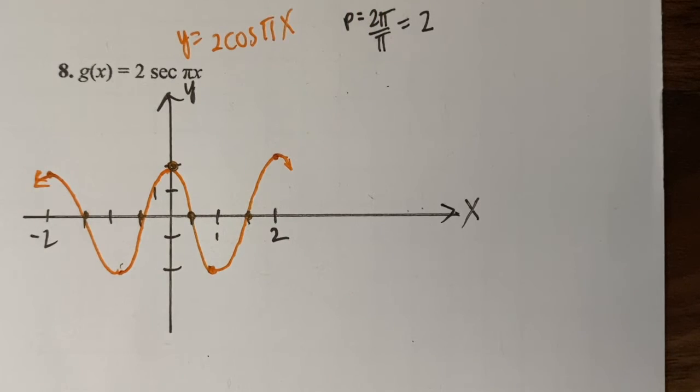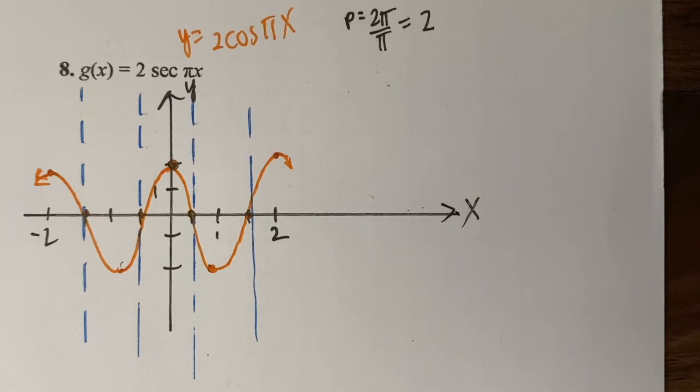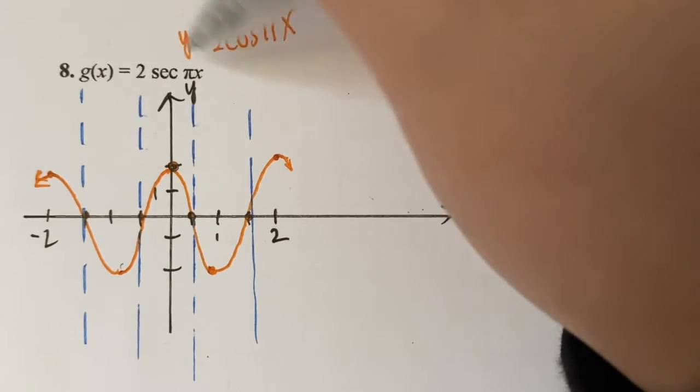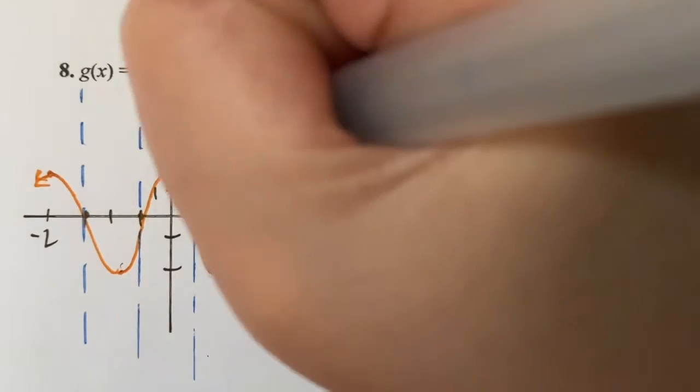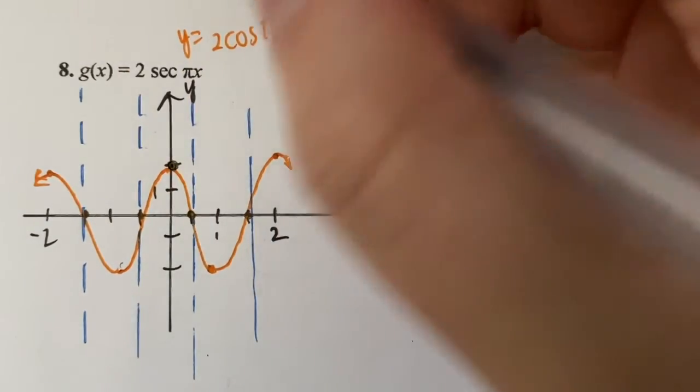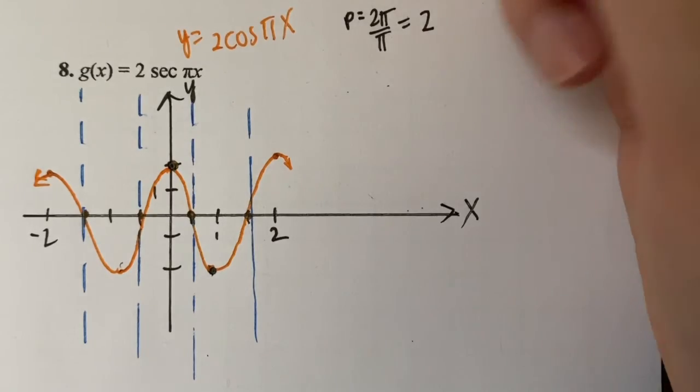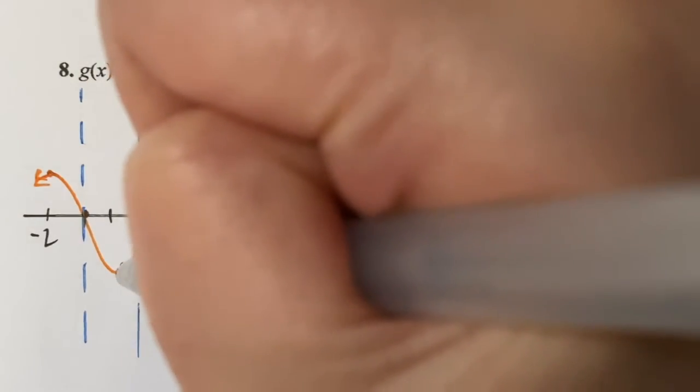Now let's draw vertical asymptotes at the x-intercepts of our function. Now once you have those vertical asymptotes, let's graph our function. So points that are on this function are the minimum and maximum points of your cosine function. So we know we have a point right here at 0, 2, at 1, -2, and at -1, -2.